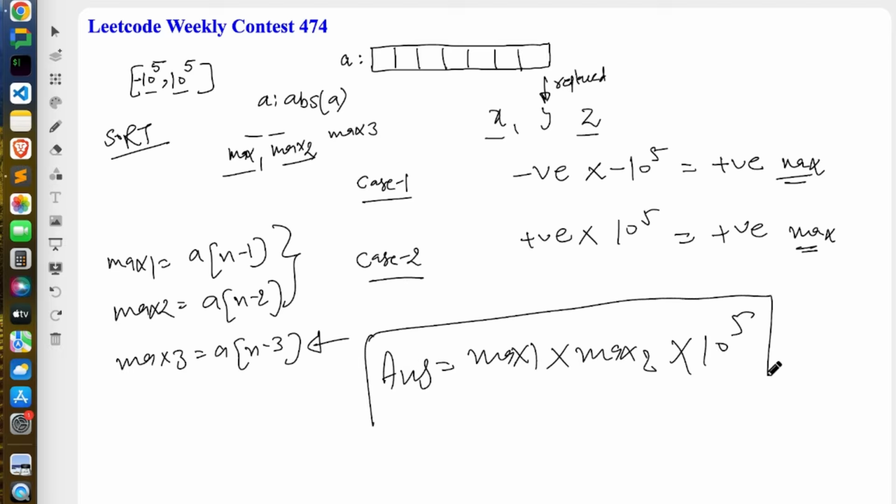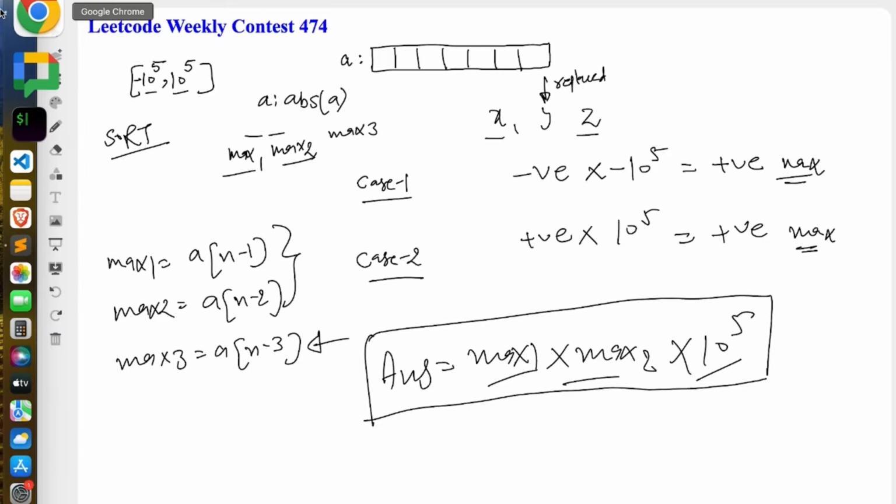This is your answer, because we already know that the answer is always going to be positive. We can always make the answer positive by multiplying with either minus 10 to the power 5 or 10 to the power 5, based on the multiplication of the two unreplaced numbers, right? That's why we know the number is going to be positive. Then just find the positive max number. So the max positive number is going to be 10 to the power 5 multiplied by max1 and max2. So this is the maximum number which you can achieve, right? So yeah, I hope you understand this explanation part. If you have any difficulty, please comment, I'll resolve it.